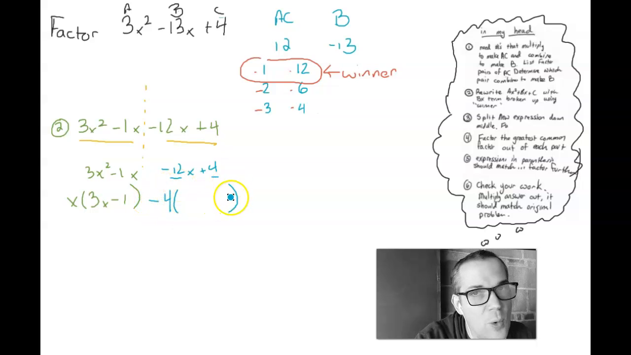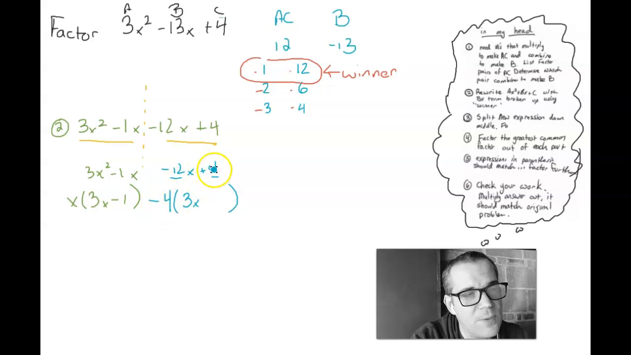And then it's the same questions. What would I multiply this by to get negative 12x? I would multiply this by 3x. What would I multiply this by to get positive 4? What do you multiply this by to get positive 4? Since this is negative 4, and we want a positive 4 over here, we'll do negative 1.